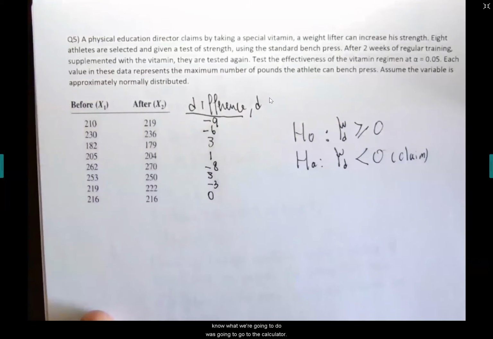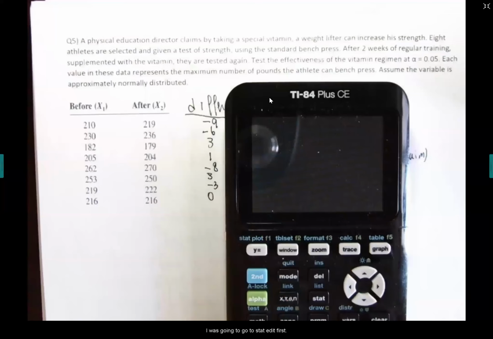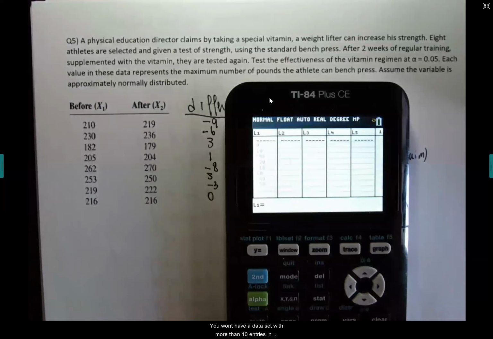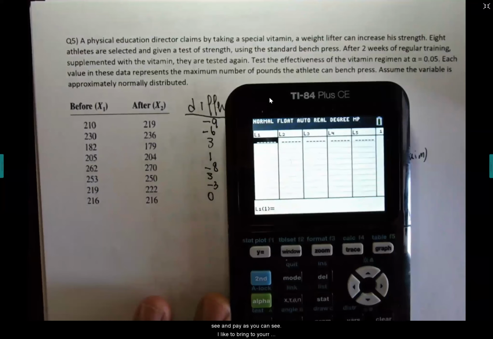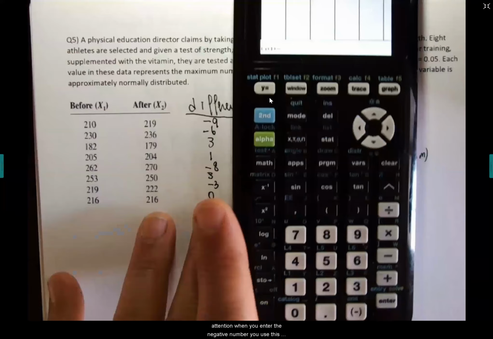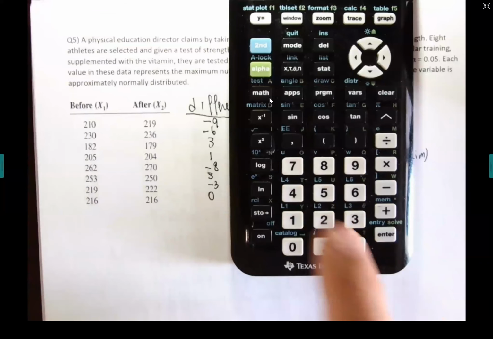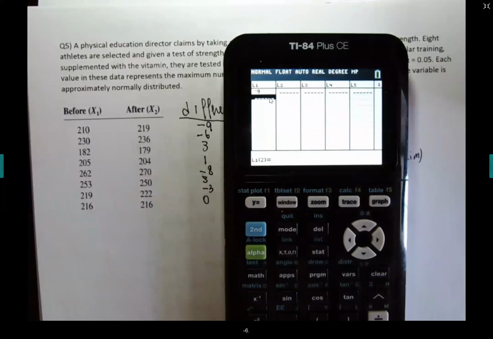And you know what we're going to do. We're going to go to the calculator. And we're going to go to stat, edit first. You won't have a data set with more than 10 entries in the book, so it's not much data entry, as you can see. And guys, I want to bring to your attention, when you enter a negative number, you use this sign. This is a minus operation. This is a negative sign that you have to use. So negative 9, negative 6, 3, 1, negative 8, 3, negative 3, and 0.